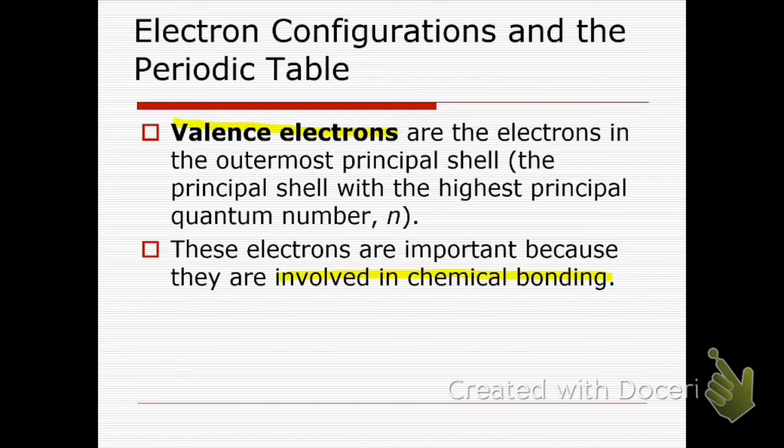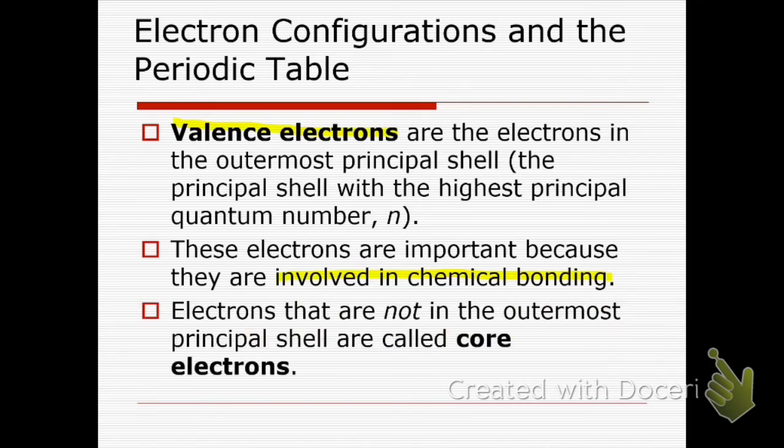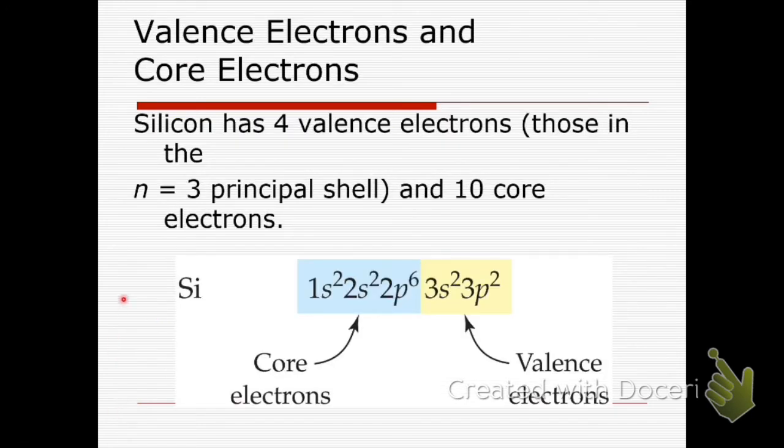If you are not a valence electron, so anything that is not a valence electron is inside that outer shell, and it's referred to as a core electron. Let's use silicon as an example to illustrate valence and core electrons. To start, we would write the electron configuration for silicon. So 1s2, 2s2, 2p6, 3s2, 3p2.